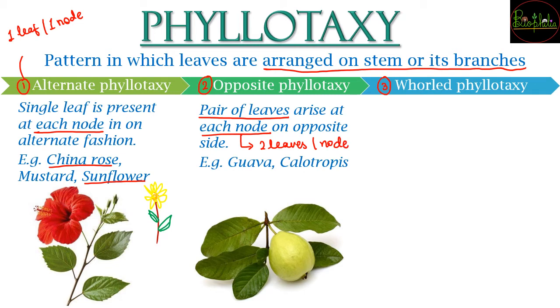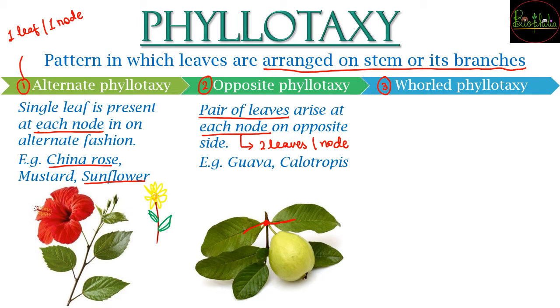That gives you the idea of opposite phyllotaxy, which can be found in guava and calotropis plants. So you can have the visual appearance of the leaves, that is, one here and one here. So this is the common point, that is having opposite phyllotaxy.